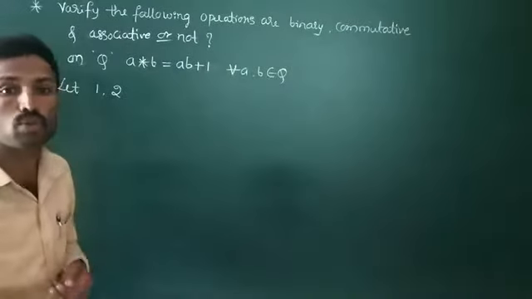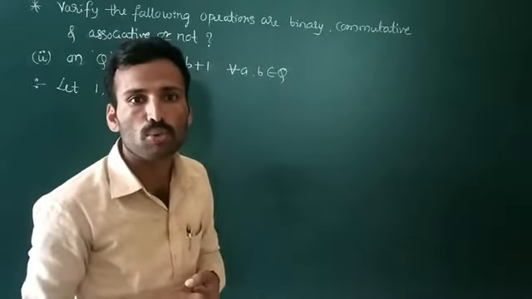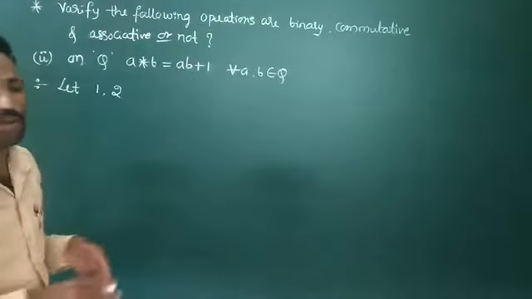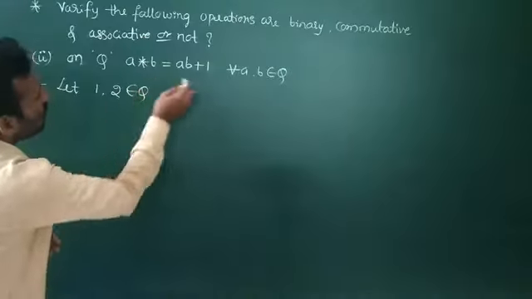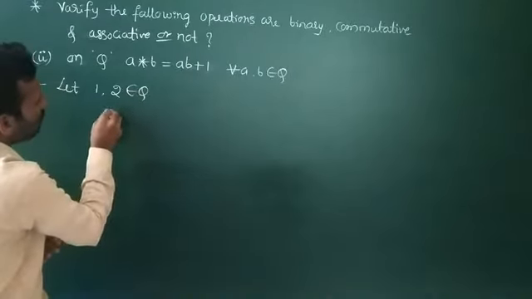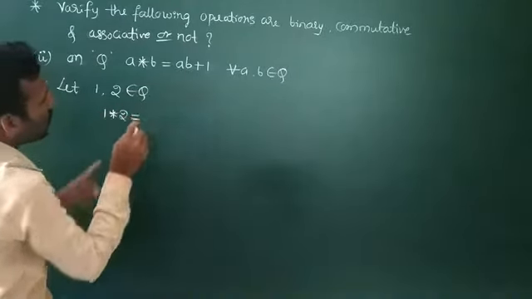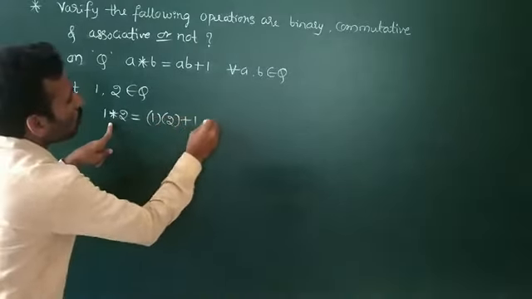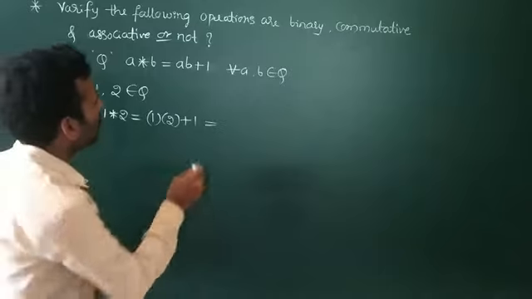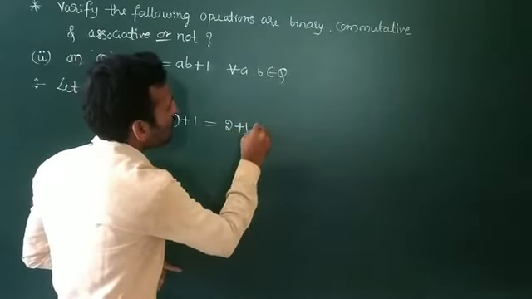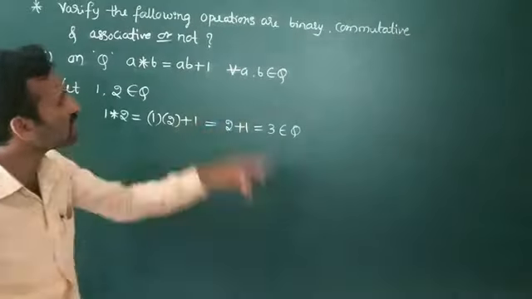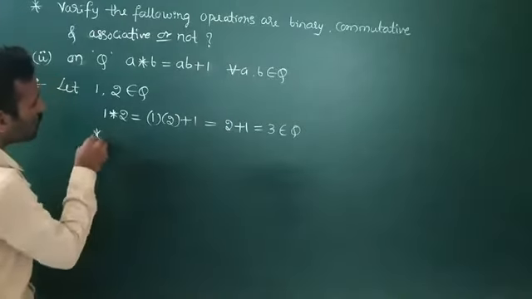That's why 1 and 2 are elements of Q. If you take 1 by 2, 1 by 3, 2 by 3, 4 by 3, all are elements of Q. Now check for binary operation. That is 1 star 2. A is replaced by 1, B is replaced by 2. That is equal to 1 into 2 plus 1, that is 2 plus 1, it is 3. 3 is an element of Q. Hence star is a binary operation.